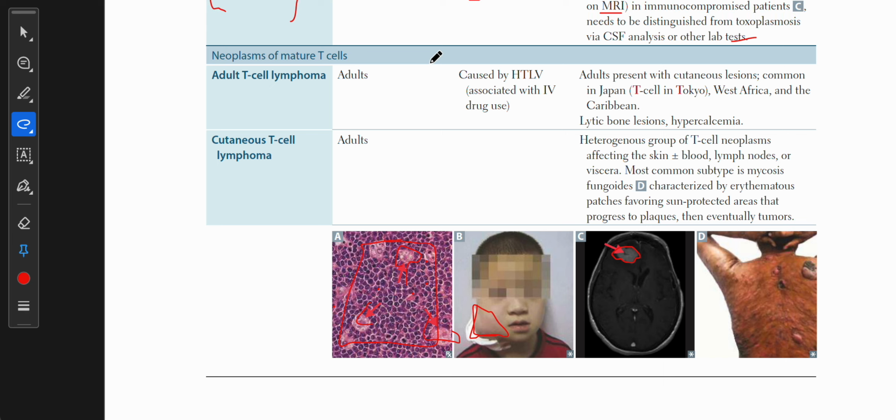Let's go to the neoplasms of mature T cells. The first one is adult T-cell lymphoma. The second one is cutaneous T-cell lymphoma.